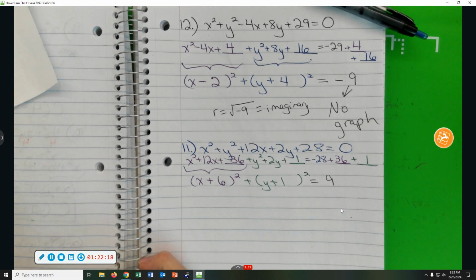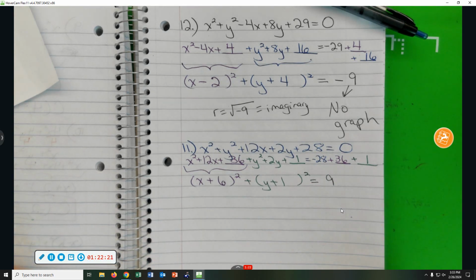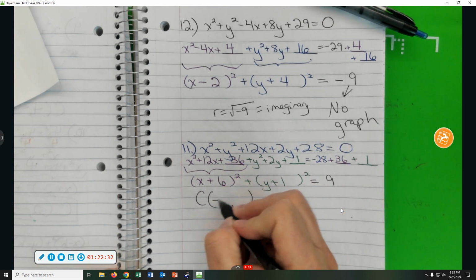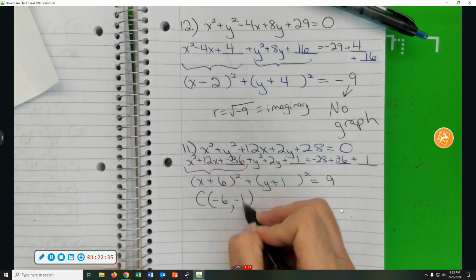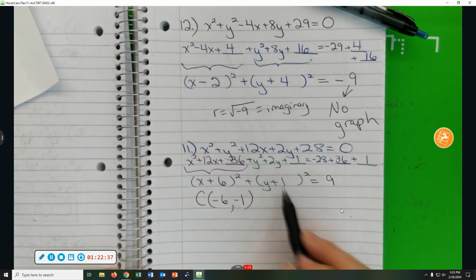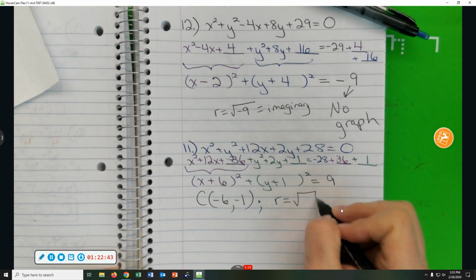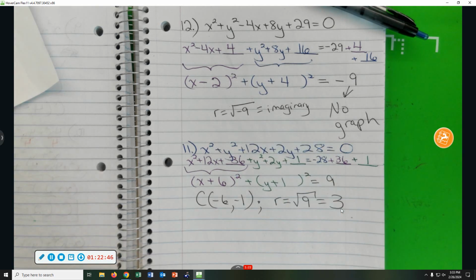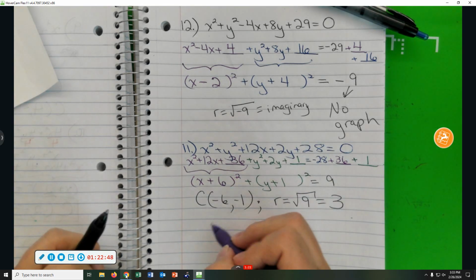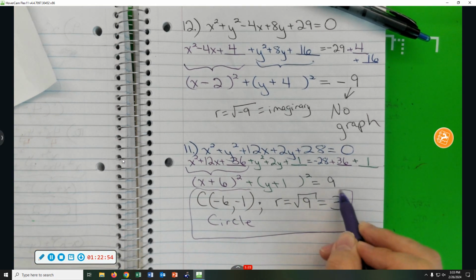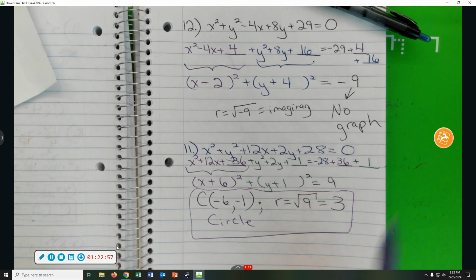So, is it a circle? Yes, it's a circle. We know it's a circle because this number is positive. So, tell me the center. Negative 6, negative 1. Change sign, change sign. The radius, you take the square root of 9, which is 3. So it is a circle, and we were able to find the center and radius. We don't have to graph this one, do we? No.